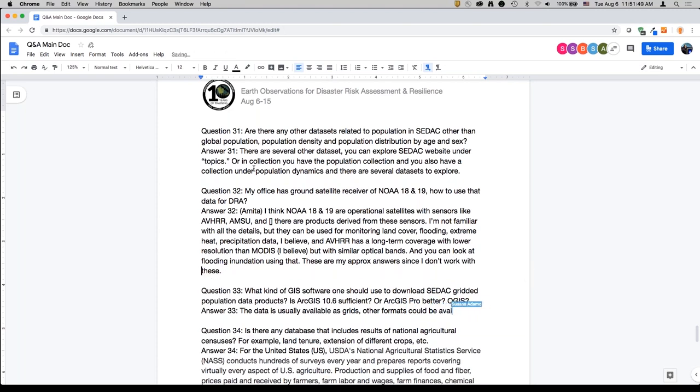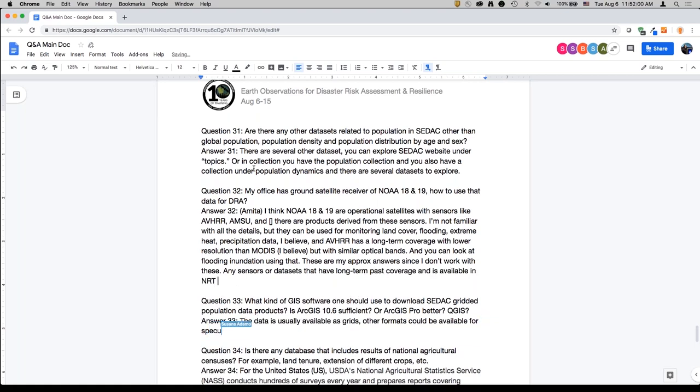So any sensors or data sets which have long-term coverage in the past and are available in near real time can be very useful for disaster risk assessment, because you can look at past hazards, learn from past experiences, and then apply that in real time.